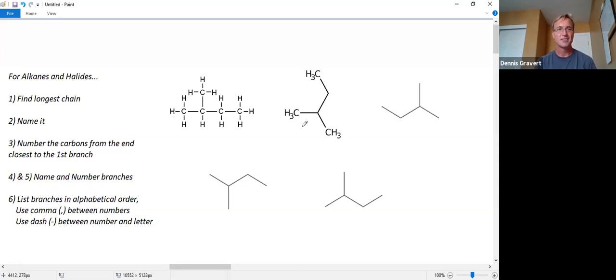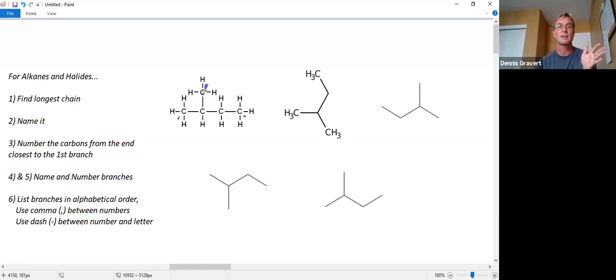Step 1, find the longest chain. Okay, well, now you have to pick which one. I already told you these are all the same. So do you want to work with this one? Actually, let's do 2 of these. Let's do this one first. The longest chain. Well, here's an end of the chain, and here's an end, and here's an end. So technically speaking, to be very mechanical in my thought process, there are 3 ends of this molecule, so we should look at all 3 ends.